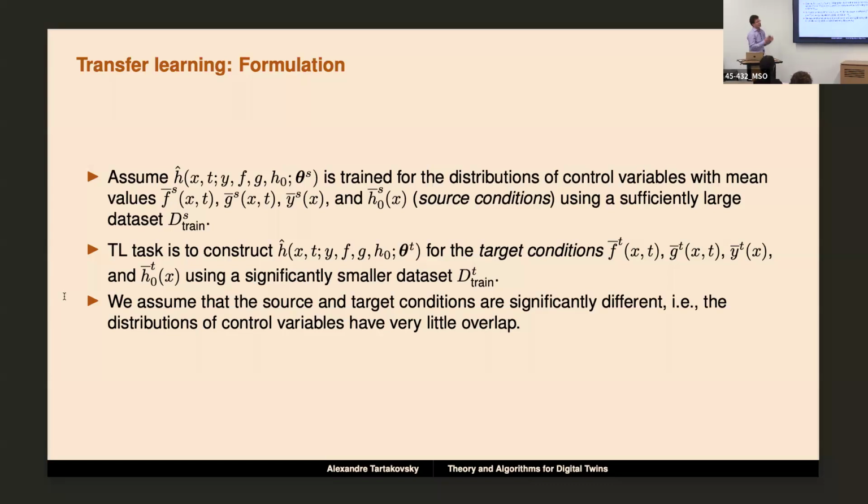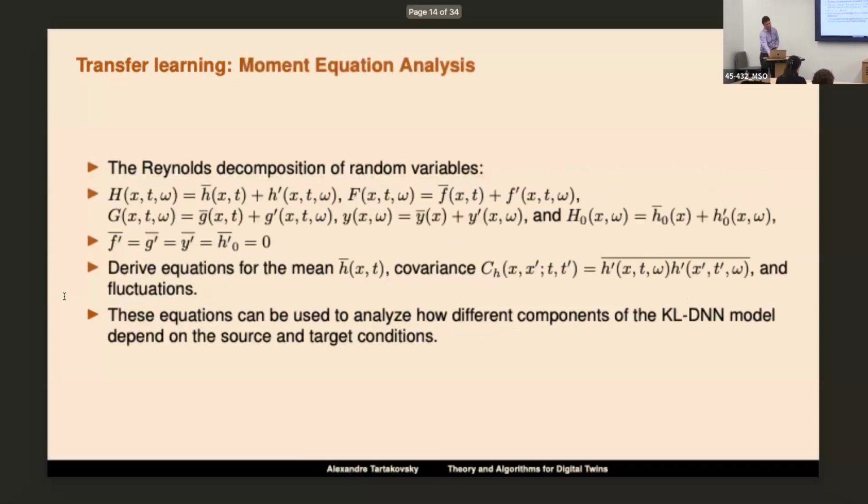Okay? So we train the model for one distribution of the control variables. Then we assume that the mean value of the control variables significantly changes, so the distribution shifts. We assume that the source and target conditions are significantly different, so there is very little overlap between the distributions of the control variables. So the question is what we can transfer from this model to this model and what we must retrain. Okay.